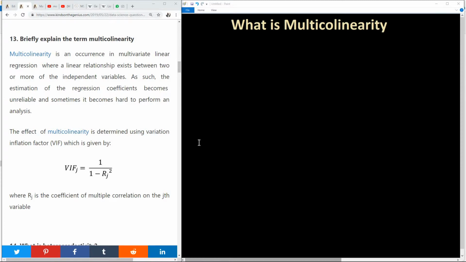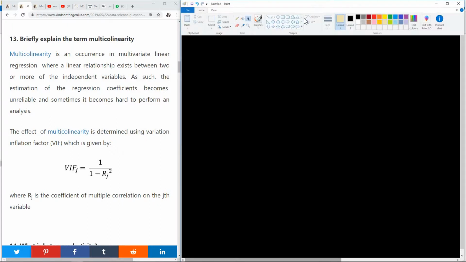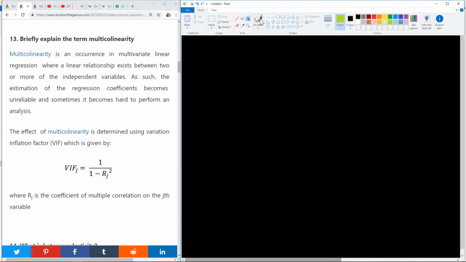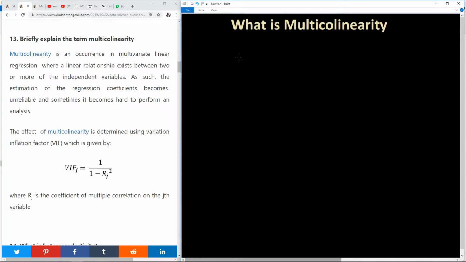Today we are going to be talking about a very important term in data science, and this term is something many data scientists, or new data scientists, have actually overlooked. That is the question of multicollinearity. So we are talking about multicollinearity.